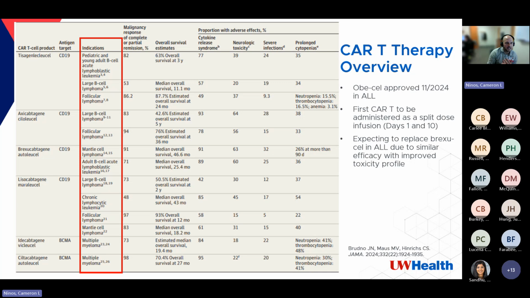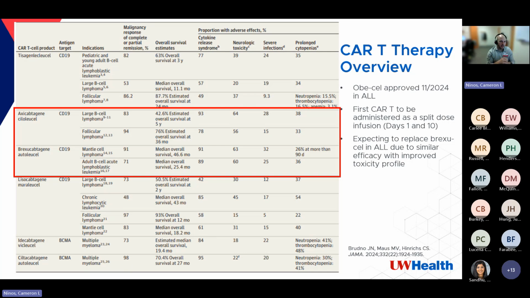So looking at our indications, Tisacel I really think is a pediatric product now. We don't really see much use in large cell lymphoma or follicular, but our peds group, that is still their preferred product. Whenever we look at DLBCL, our main products are going to be Axicel and Lysacel. Brexacel still hangs around for some mantle cell lymphoma patients, though it does compete with Lysacel. And then that's our current adult B-ALL product that we're really hoping will be replaced by Obacel. And then on the myeloma side, we have Idacel and Ciltacel both approved.